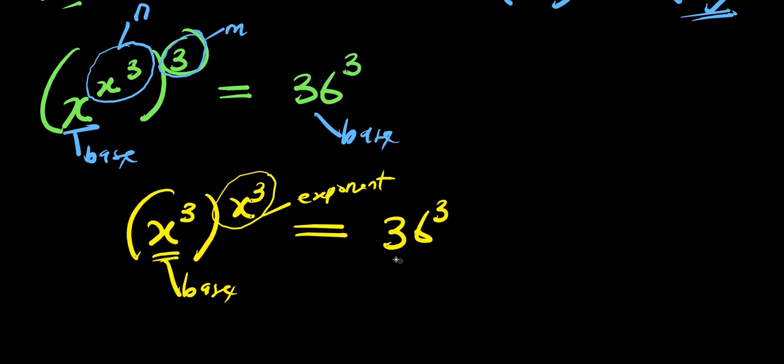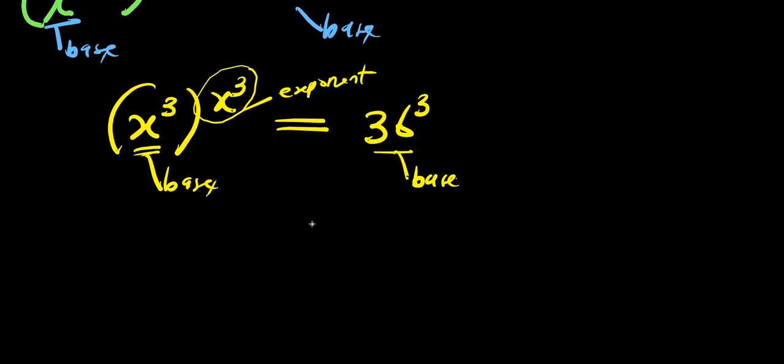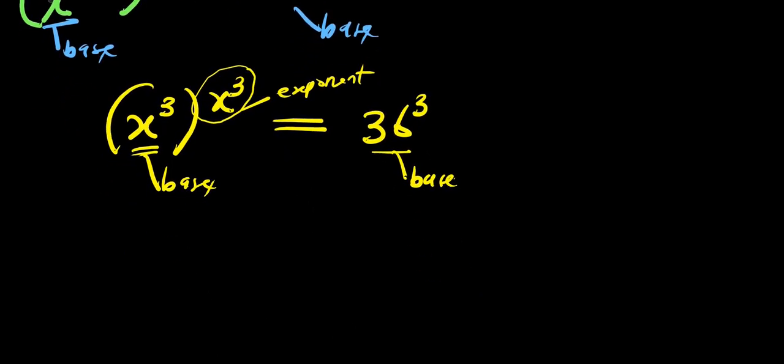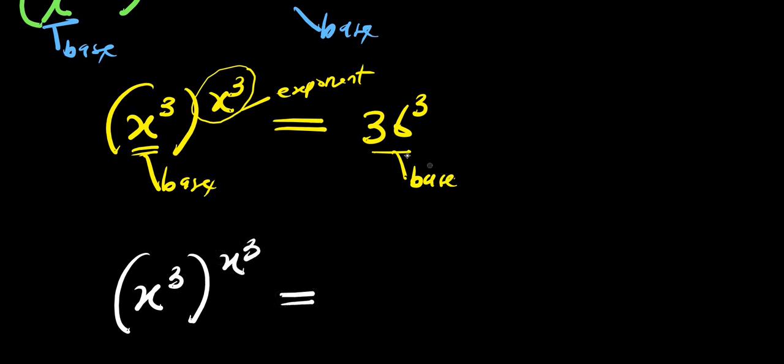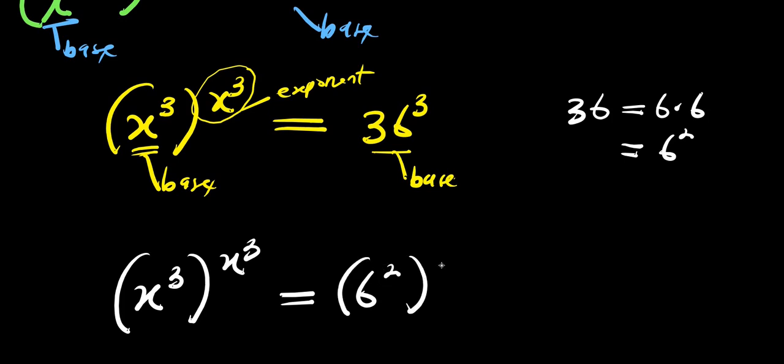We will also want the base here to be the same as the exponent. So we are simply going to have x power 3 raised to the power of x power 3 equals, remember, 36 is a perfect square. 36 equals 6 times 6, and this is 6 power 2. So we are going to have 6 to the power of 2, and this is raised to the power of 3.